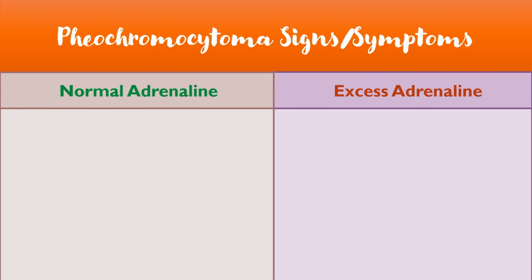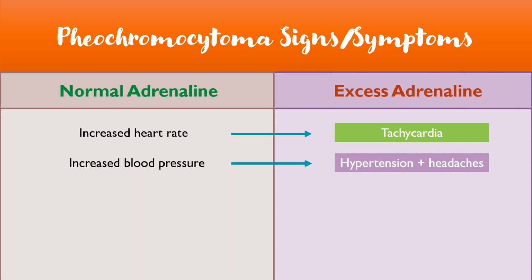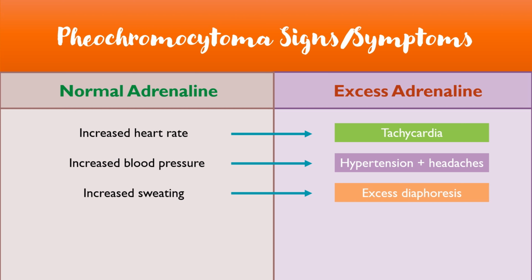We can actually work out the signs and symptoms of pheochromocytoma by realizing what the adrenaline normally does within the body, and then extrapolating to see what would happen if there's too much adrenaline. So for instance, adrenaline increases the heart rate, so an excess would lead to tachycardia. Additionally, adrenaline increases blood pressure, so too much adrenaline in pheochromocytoma could lead to hypertension or headaches if the blood pressure increases too much. And we also know that adrenaline increases sweating, so too much adrenaline would lead to excess diaphoresis. And it's important to know that this is the classic triad of symptoms in pheochromocytoma.